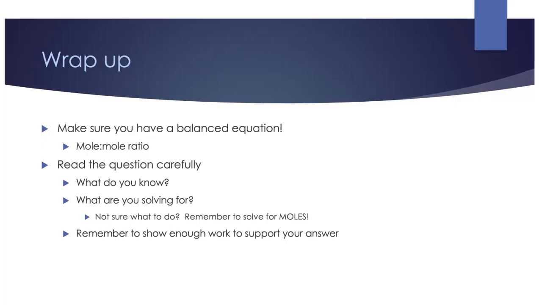In terms of wrapping this up, things to keep in mind: make sure you've got that balanced equation. Make sure you've got the right mole-to-mole ratio. Without it, you don't have a chance. Sorry. Read the question carefully. Make sure you have listed out what you know and what you're solving for. And when in doubt, with any stoichiometry problem, if you're not sure what to do, solve for moles. If you know the molarity and volume of something, you can find the moles of that. It will never hurt you. It will never be a bad idea to find moles. It's also really important to make sure you show enough work to support your answer. Don't just have answers coming out of nowhere. You need to show how you got there.